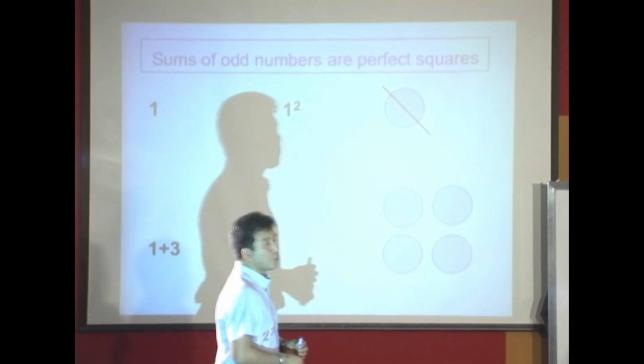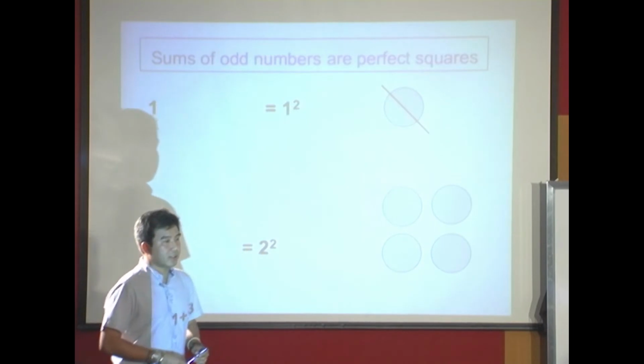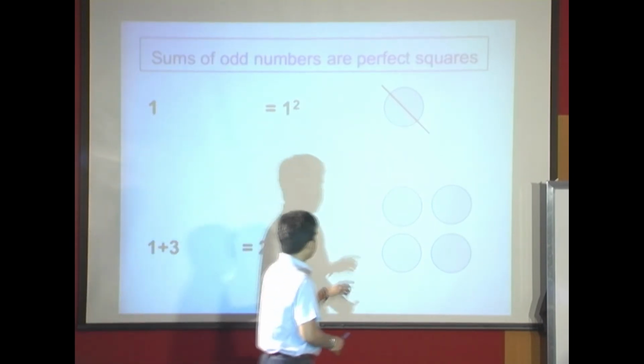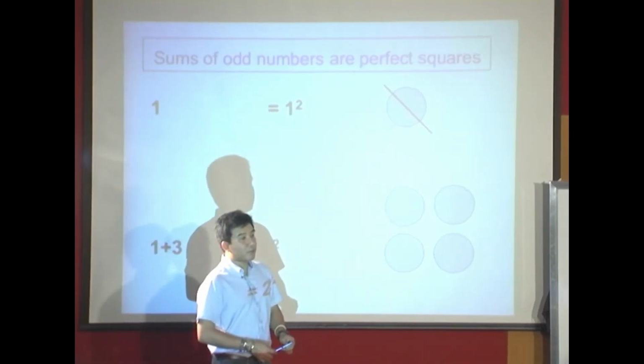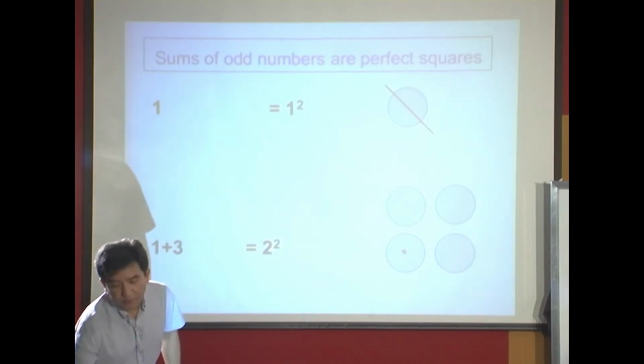1 plus 3 is 2 squared. And 2 squared can be represented by 4 circles arranged in a square, right? And can you see the 1 plus 3? This is 1 plus 3.